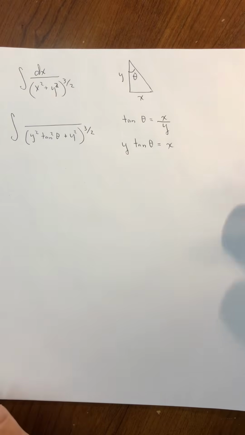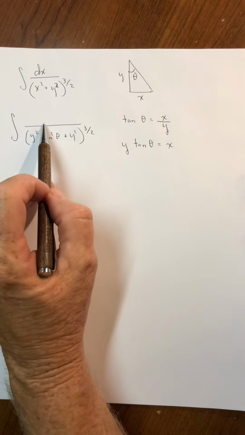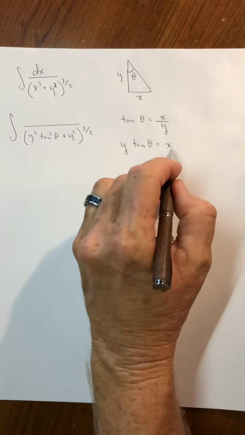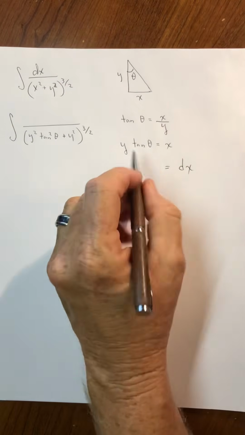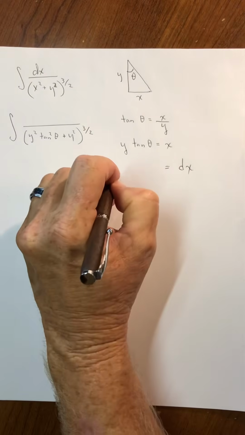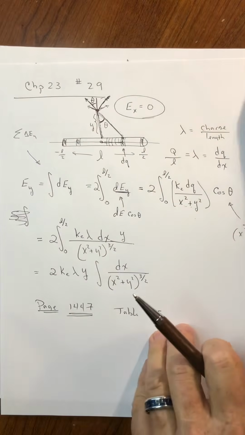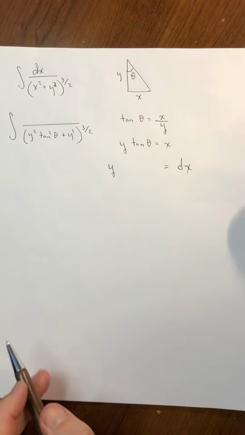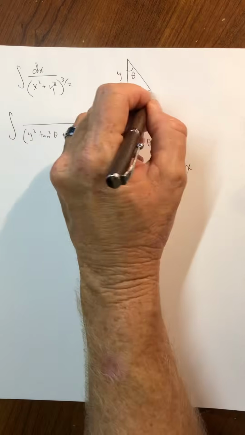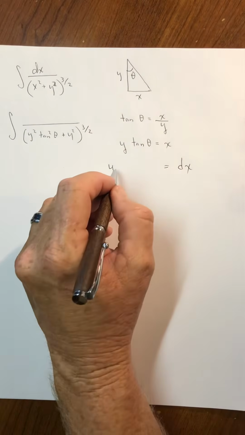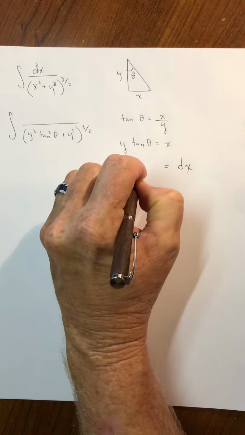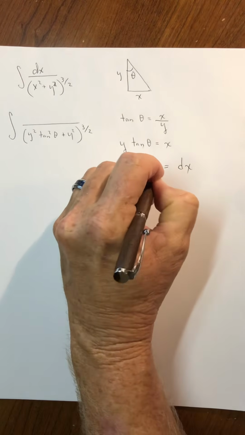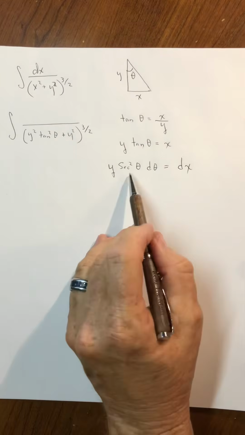And in the numerator, let me take the differential of this. The differential of x is dx. And the differential of this side, as long as y remains constant, which again, I'll go back to our problem, for a constant value of y, this angle would change. And the derivative of a tangent is a secant squared d theta. So that's the differential.